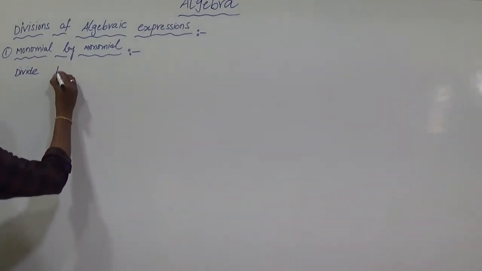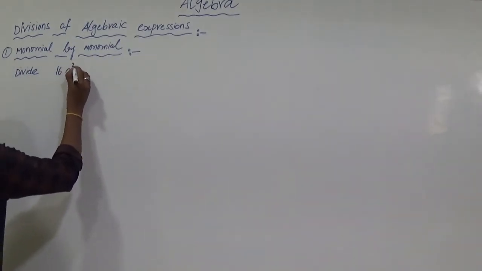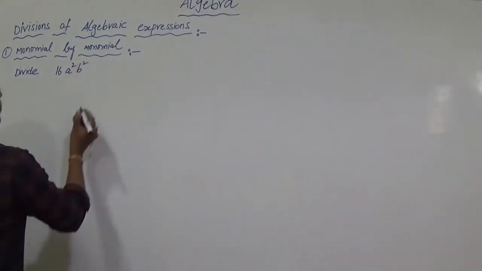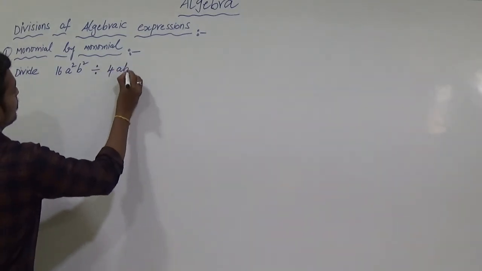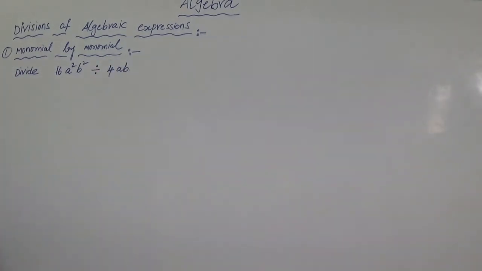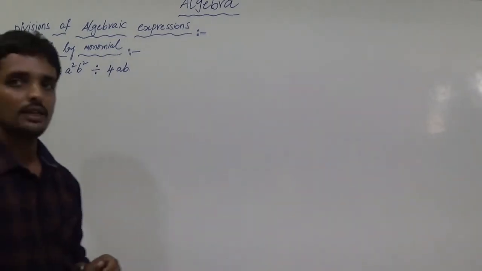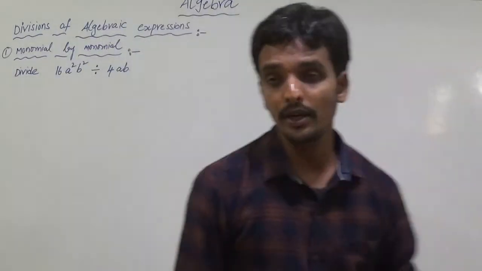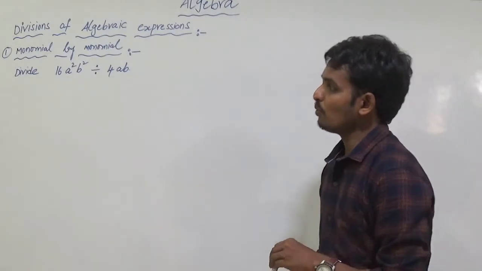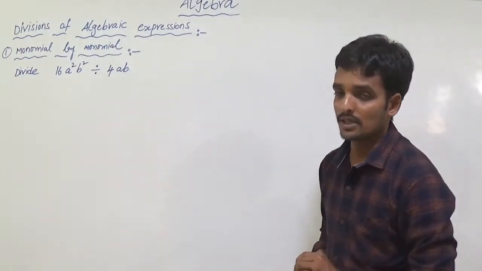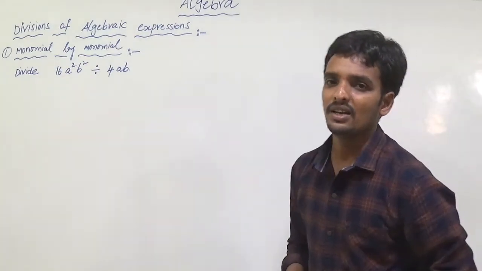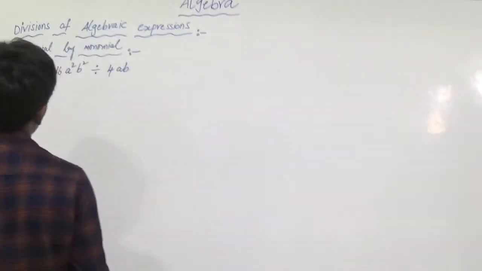I am writing one more thing. 16 a square b square divided by 4ab. That is the question. Divide 16 a square b square by 4ab. This is monomial by monomial. The numerator is a monomial and the denominator is also a monomial. In this way, the division of algebraic expressions is very easy.